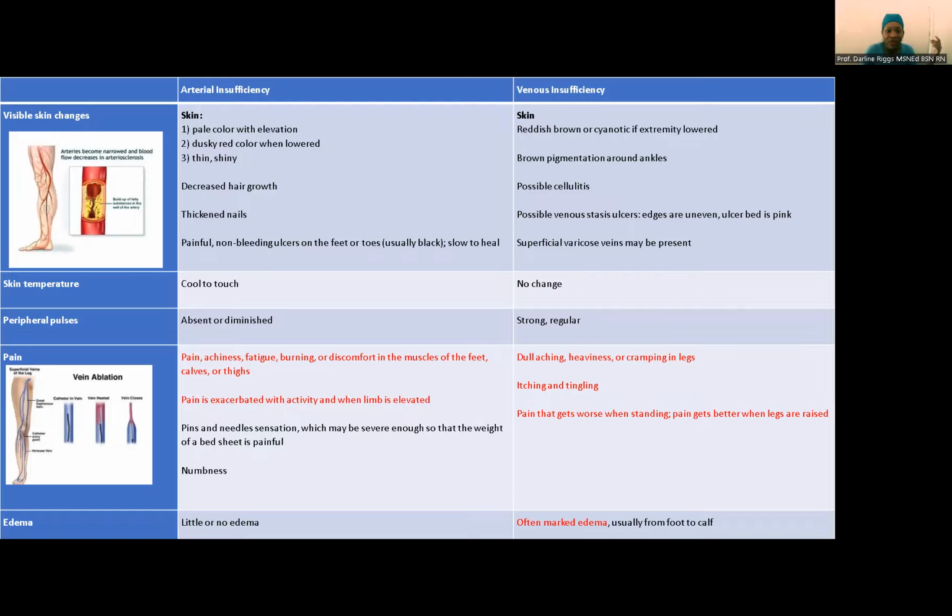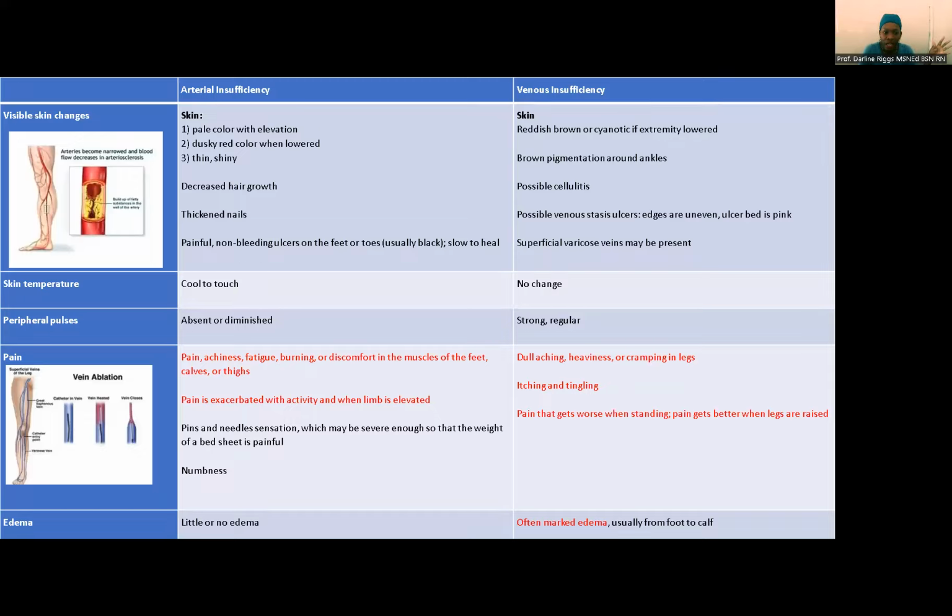Okay. So for arterial, skin is thin and shiny. Okay, remember these. Pale color with elevation with arterial, dusky red when lowered. Their skin looks like you stretched it. They don't have hair. Okay. Thick nails. They have these painful ulcers that don't bleed. Okay. They're black and they take forever to heal. Like forever.